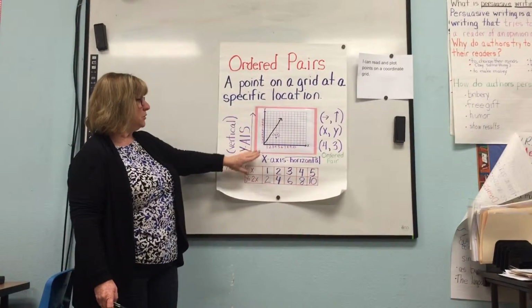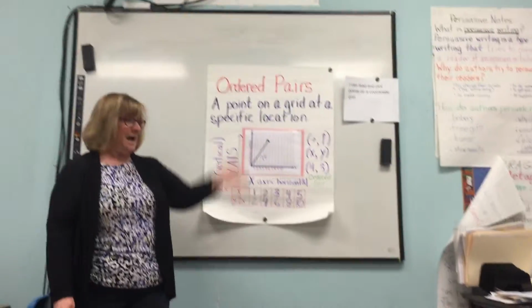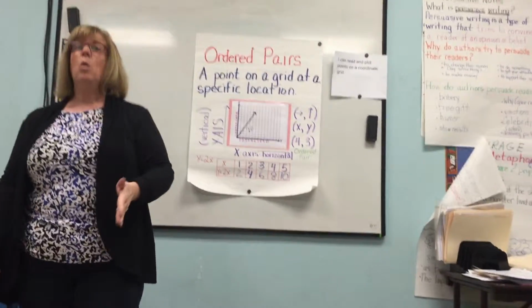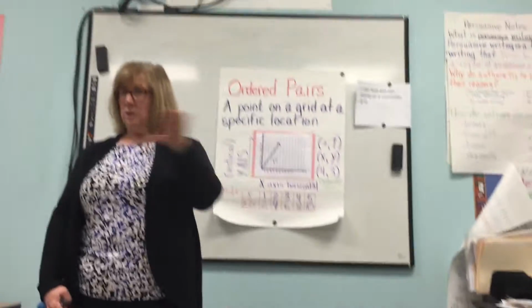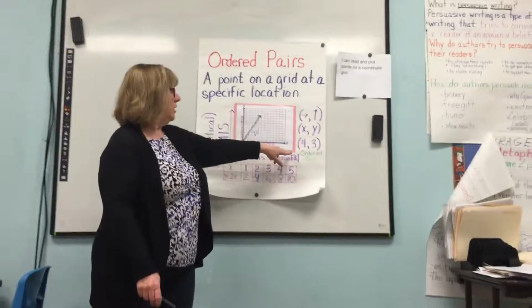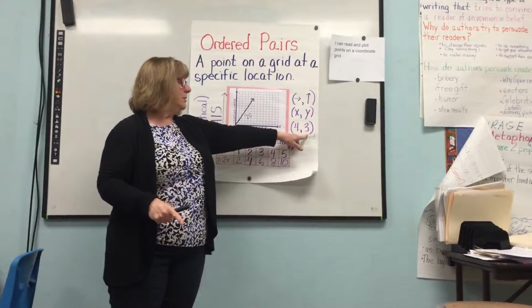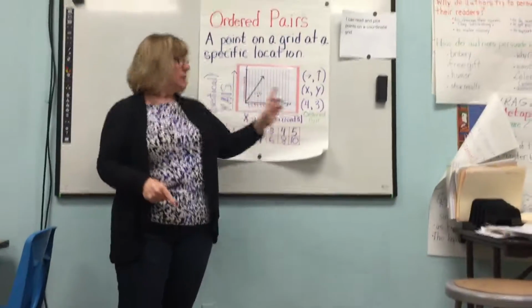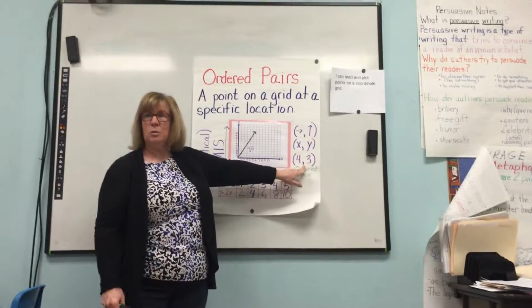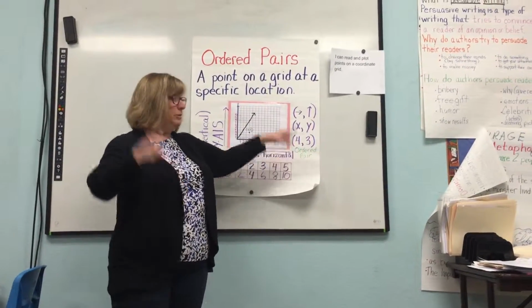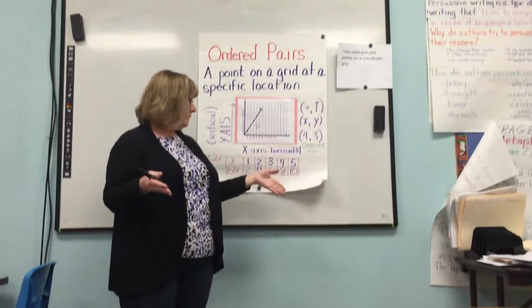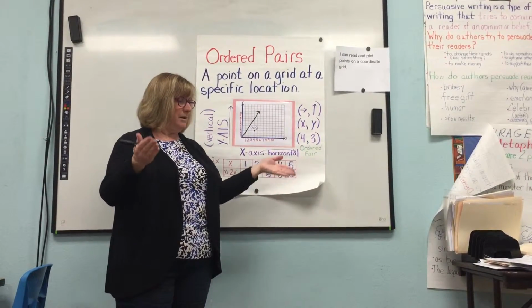So everybody, let's review. What is the vertical axis called? Y. Horizontal is called? X. What number always comes first? X. Which number comes second? Y. What do we separate the two numbers with? Comma. And we put what around them? Parentheses. All right, give yourself a pat on the back.